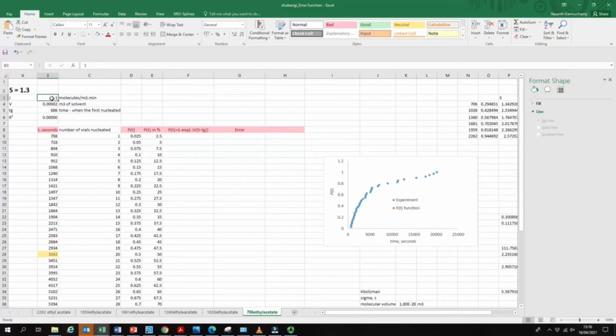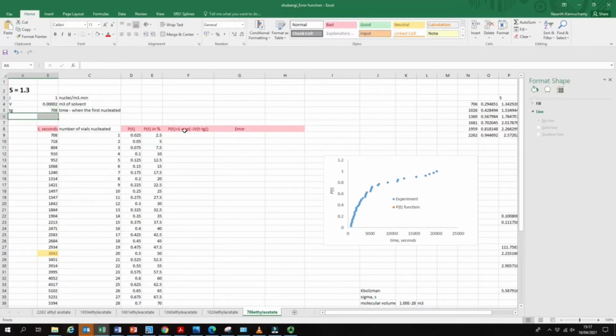For a beginning, let's assume the nucleation rate is 1 nuclei per meter cube per minute. Obviously, this is a very low nucleation rate. For the moment, just assume it. This is an initial guess value. Volume is an experimental quantity, an experimental condition in fact, so it's 20 ml or 0.0002 meter cube of solvent. And the Tg value is an experimental value, which will be equal to 708. So let's apply this equation.